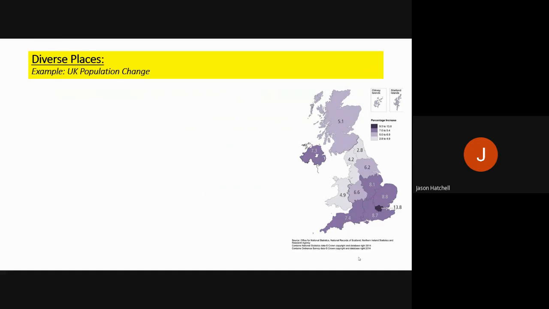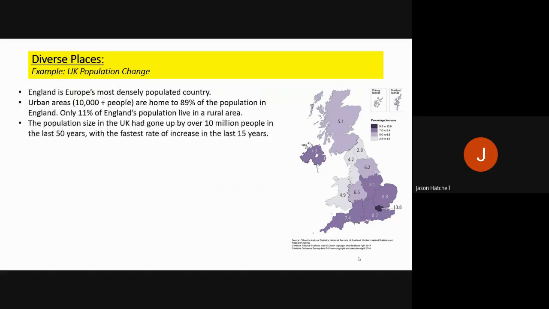So England is Europe's most densely populated country. Urban areas, about 89% of the population live in those in England, and only therefore 11% live in rural areas. And the population of the UK has gone up by over 10 million people in the last 50 years, with the fastest rate of increase in the last 15 years. The current population today, as of 2021, of the UK is about 67 million people.